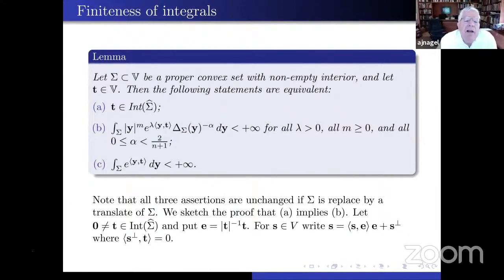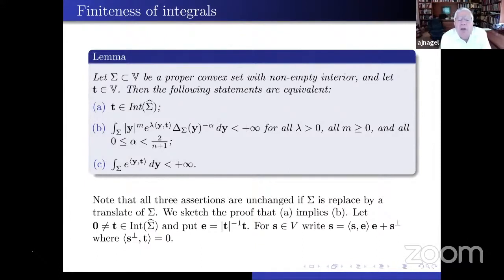If that's finite, then this integral is finite for all lambda and all m bigger than or equal to 0. And that, of course, implies, by taking m equals 0, lambda equals 1 and alpha equals 0, that this integral is finite. And that in turn implies that t is in the interior.